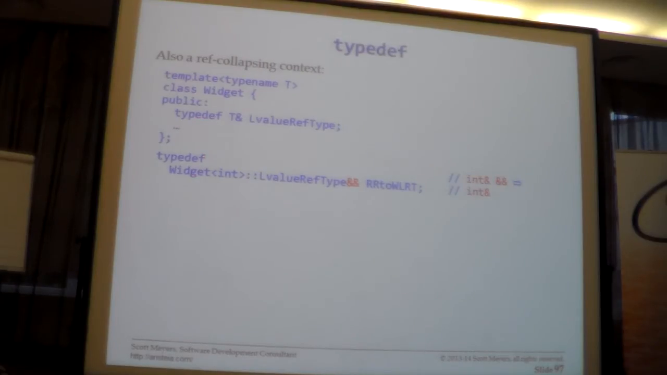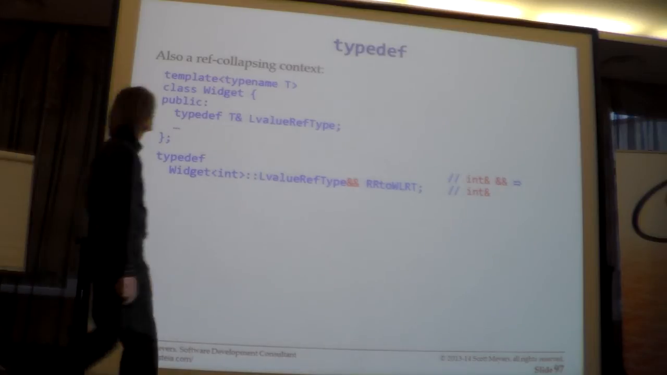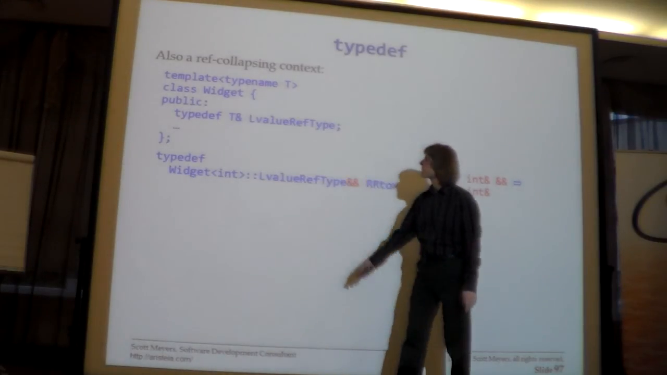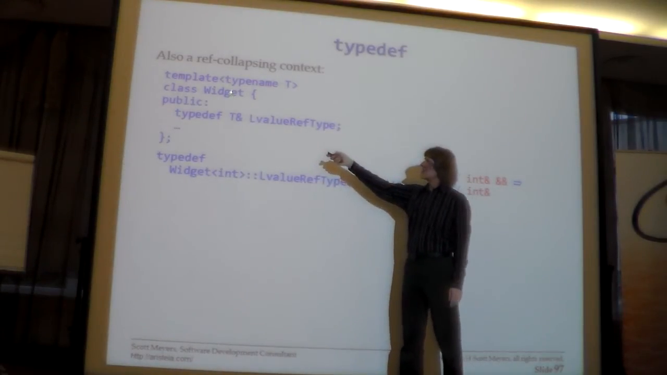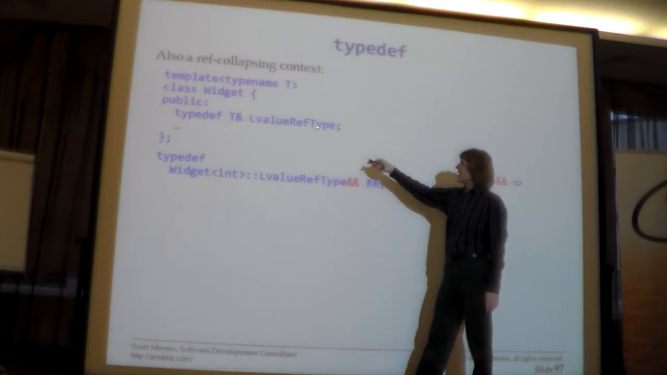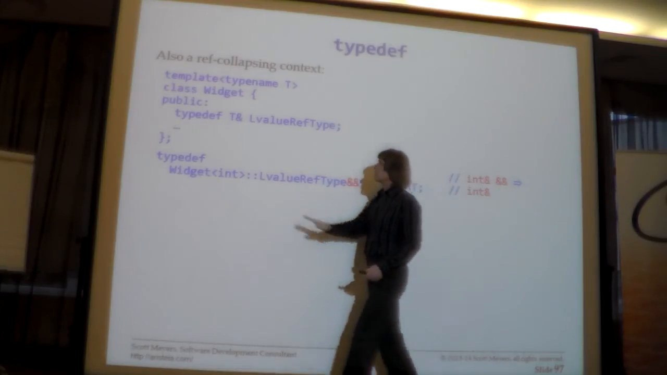There are 4 reference collapsing contexts. Number 1, templates, by far the most common. Number 2, auto ref, much less common. Number 3, type defs. I've got a widget class here, typedef, tref, L value ref type. Seems like a pretty good name.